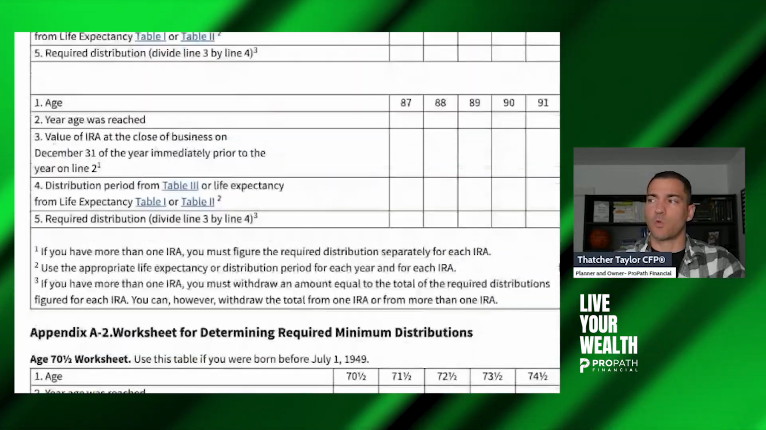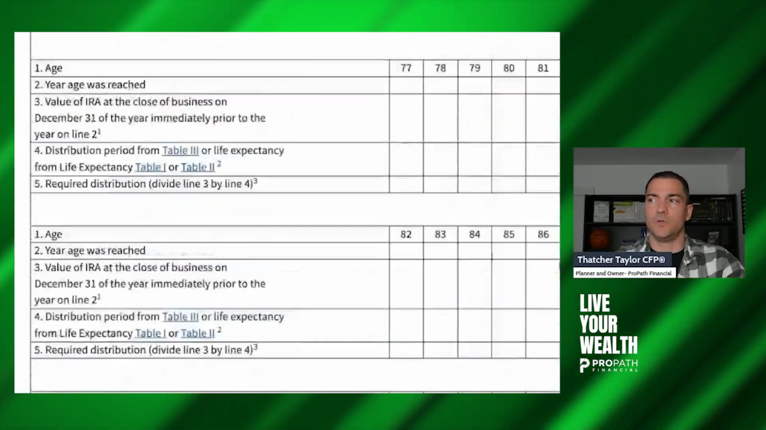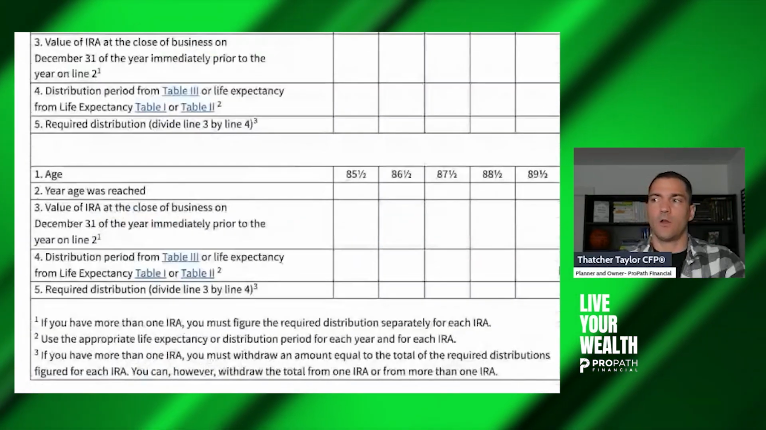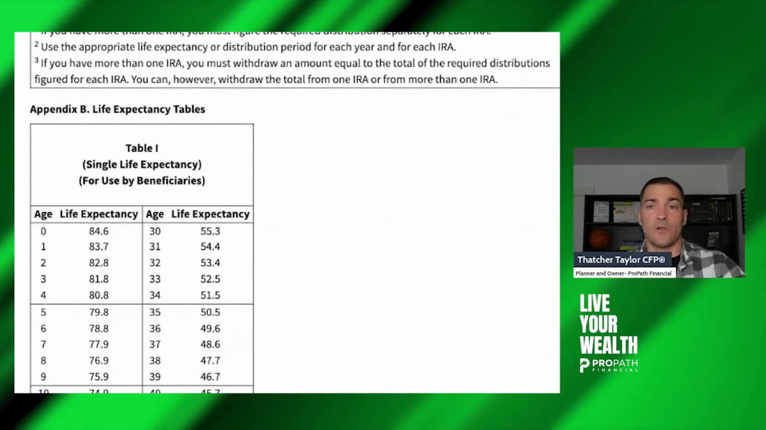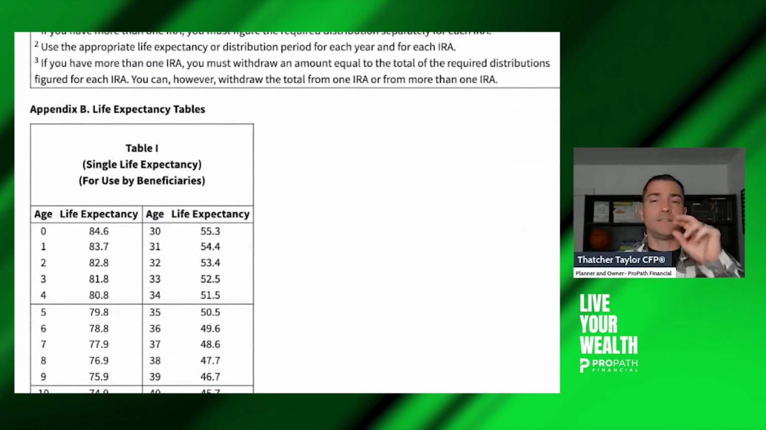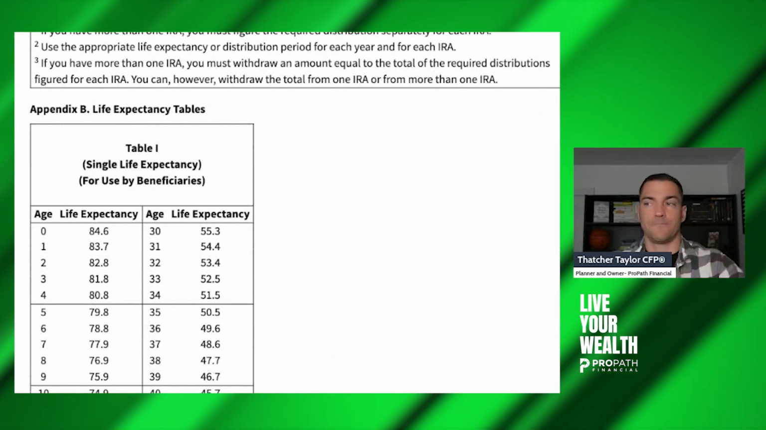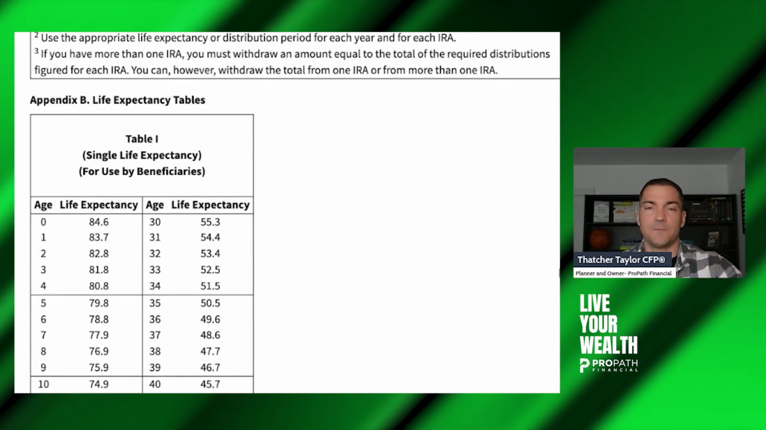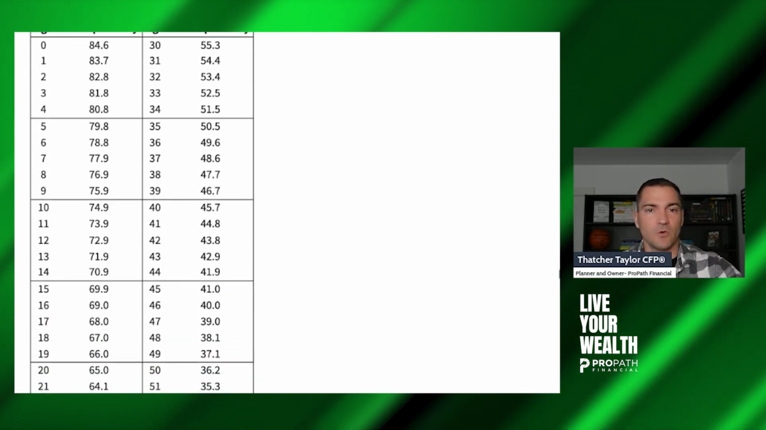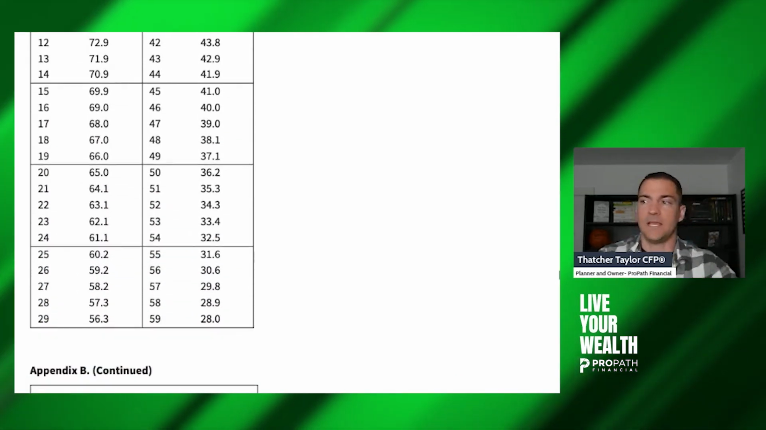You can use this worksheet to help calculate your required minimum distributions. But what we're focusing on are the life expectancy tables. Now there's three tables: table 1, table 2, and then the uniform table, essentially table 3. Table 1 is a single life expectancy that's to be used for beneficiaries. Most likely it doesn't apply to you, but if it does, this is the table you use.